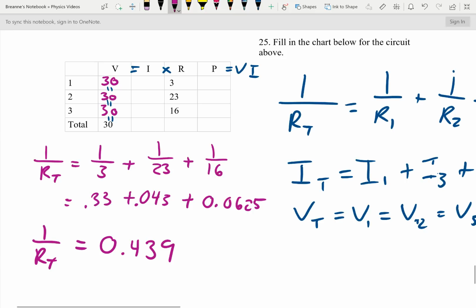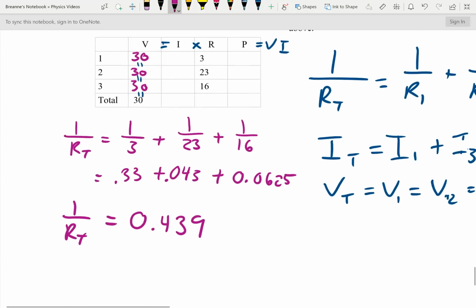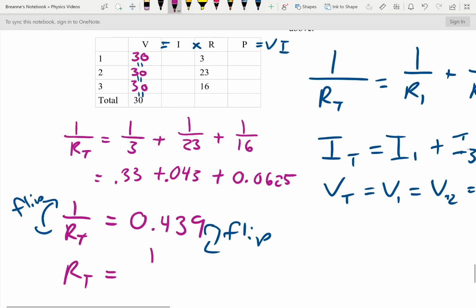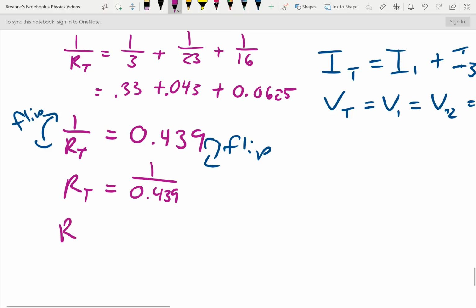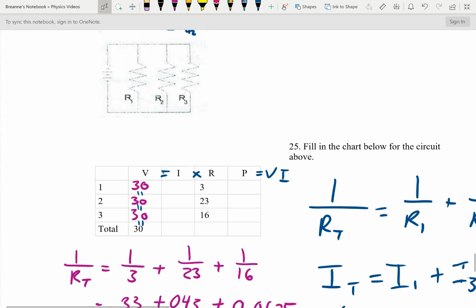Now, what I noticed a lot of people were having trouble with on the entrance ticket is that they forgot, they're like, but the answer's not there. You're not looking for 1 over RT, you're looking for RT. So you need to remember, you need to flip it. What you do to one side, you have to do to the other. So you get that RT equals 1 over 0.439, and so your total resistance equals 2.28.